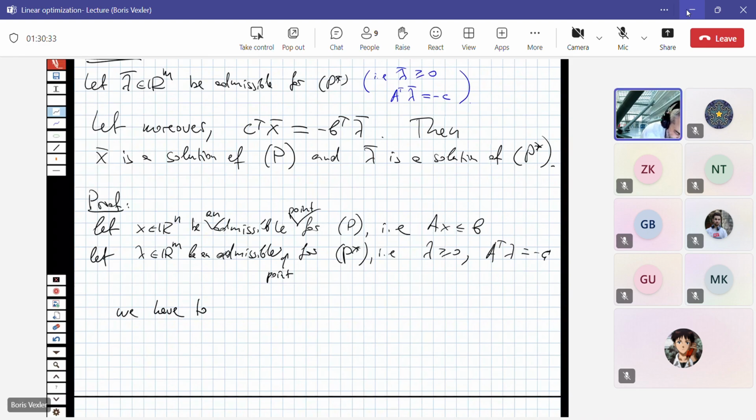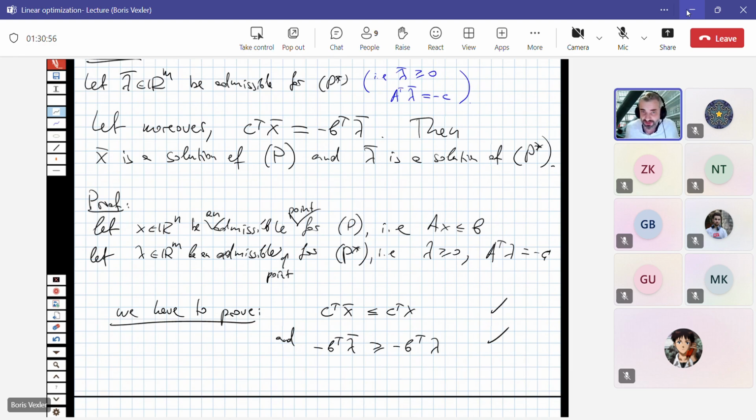Now what do we have to prove? We have to prove that C transpose X bar is less or equal than C transpose X for every such X, and that minus B transpose lambda bar is larger or equal than minus B transpose lambda. If we have proved this, then we check that X bar is a solution of the original problem, lambda bar is a solution of the dual.